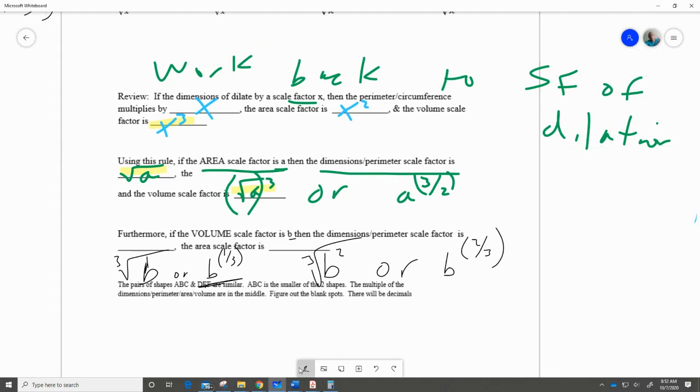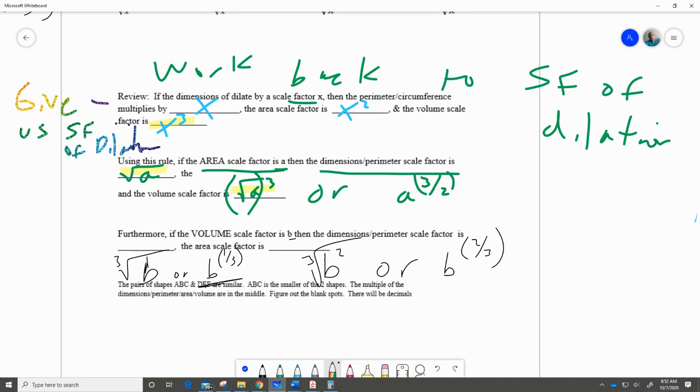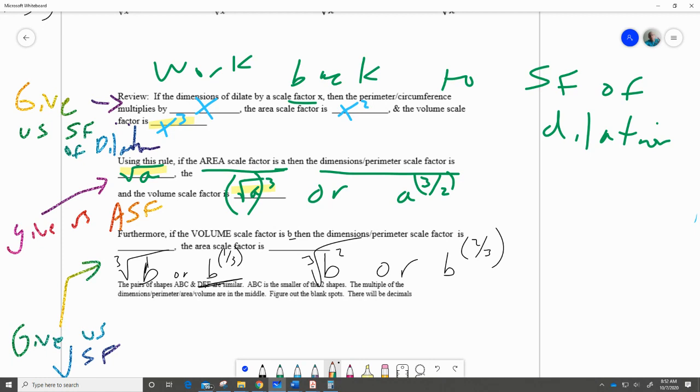This may be a little bit confusing, but I'm going to tell you guys this. We'll use this first one if they give us the scale factor of dilation, and we'll plug in these rules up top. On this one, if they give us the area scale factor, we'll use that second rule. If they give us the volume scale factor, we'll use the rule on the third thing right there.